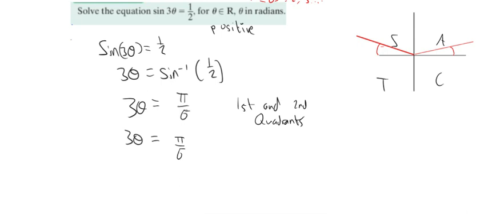So that's pi over 6. So therefore this angle here to get to that line is going to be 5 pi over 6. So our 2 solutions are 3 theta equals pi over 6 and 3 theta equals 5 pi over 6. So if you're to think of the general one, then it's plus 2 pi times n.